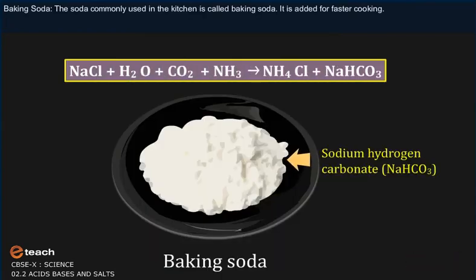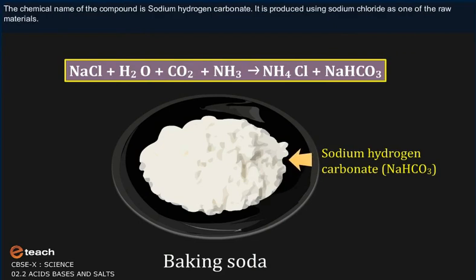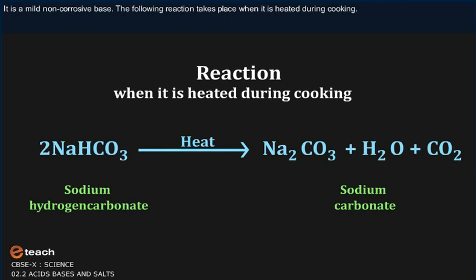Baking soda. The soda commonly used in kitchen is called baking soda. It is added for faster cooking. The chemical name of the compound is sodium hydrogen carbonate. It is produced using sodium chloride as one of the raw materials. It is a mild, non-corrosive base. The following reaction takes place when it is heated during cooking.